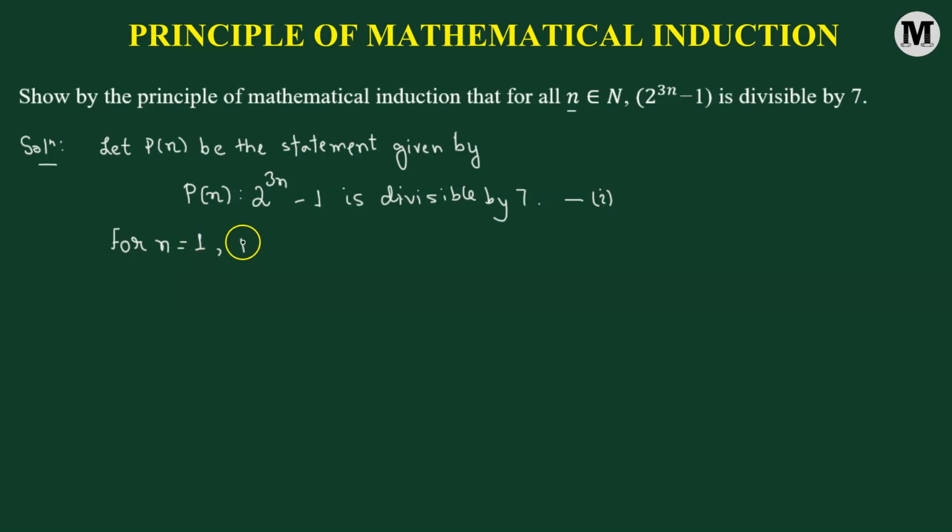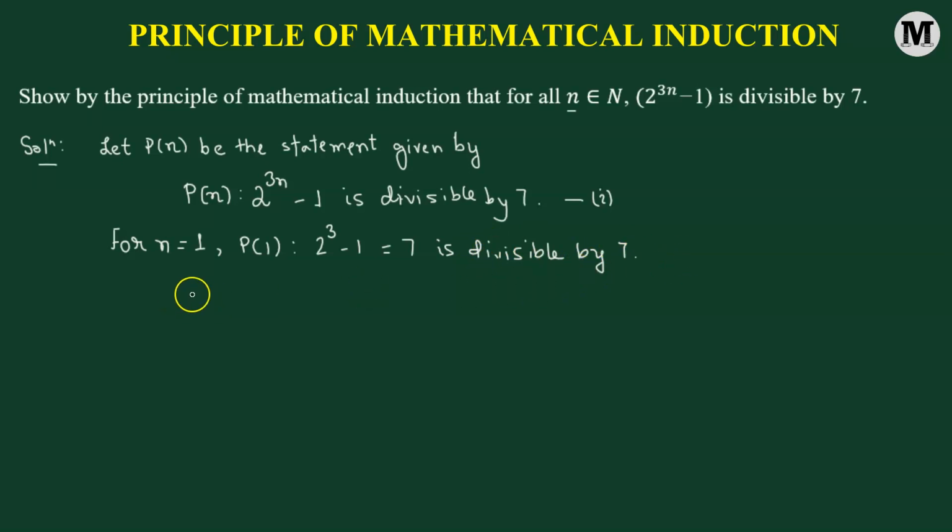So for n equals 1, our statement is going to become p of 1 such that 2 raised to the power of 3 times 1, so that's simply 3, minus 1, and we're trying to check if it is divisible by 7 or not. So 2 raised to the power of 3, that's 8, 8 minus 1, that's 7. Clearly 7 is divisible by 7, that's a fact.